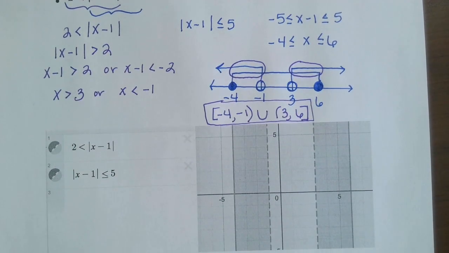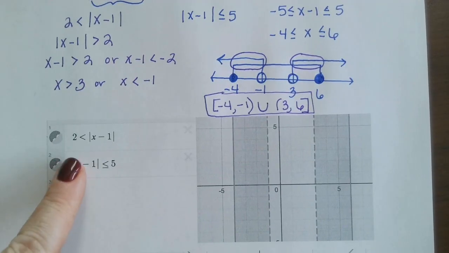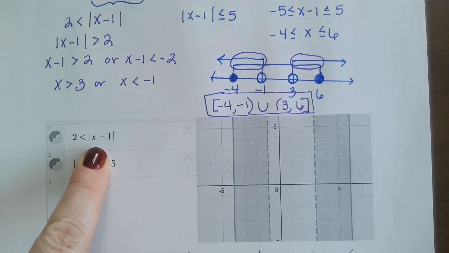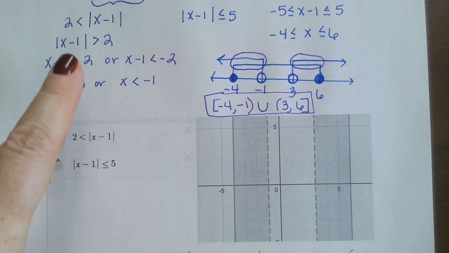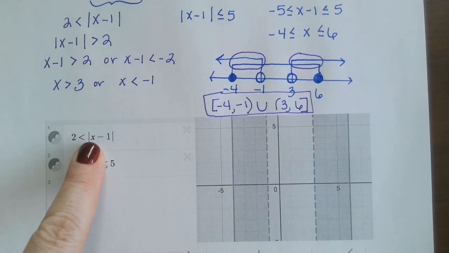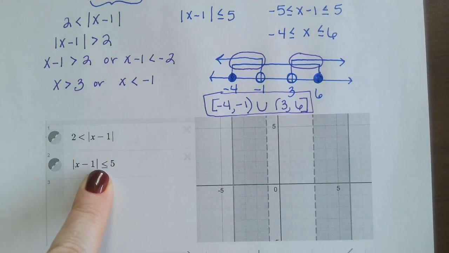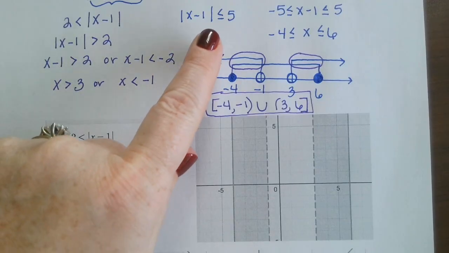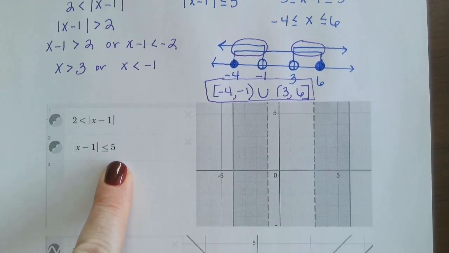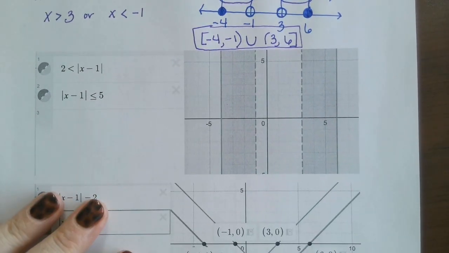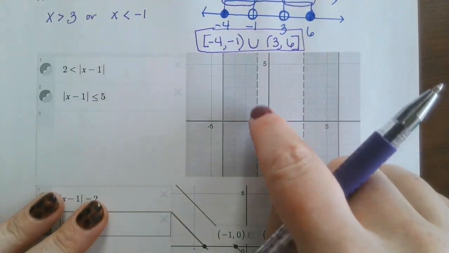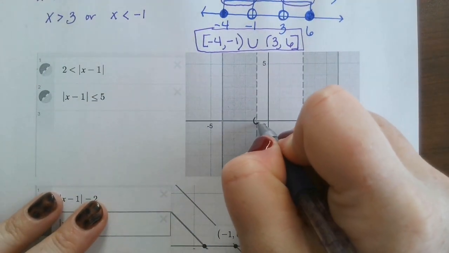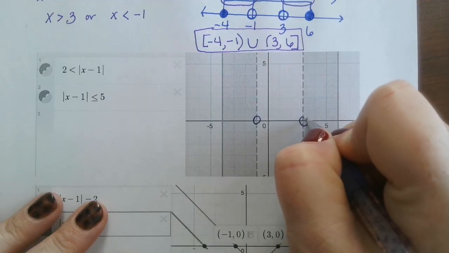Let's look at what the graph appears. So in my graph, I did decompose the larger inequality into the two separate ones. So I've got 2 is less than the absolute value of x minus 1. And I have the absolute value of x minus 1 is less than or equal to 5. Notice I do have my values that are excluded with the dotted line here.